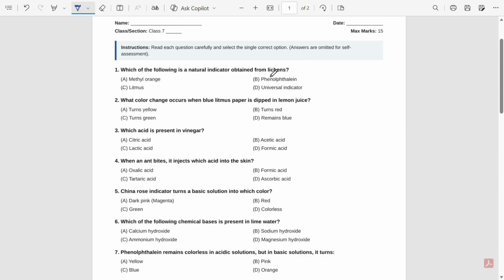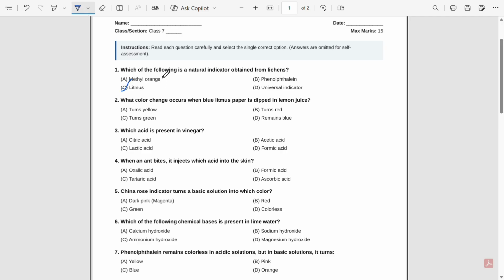From the lichens, you know very well, lichens are organisms which have a combination of algae and fungi. These lichens belong to a special group of plants, that is Thallophyta. From these lichens, we are getting a natural indicator that is called litmus. Litmus is a natural indicator which is obtained from lichens. So the first question answer is litmus.